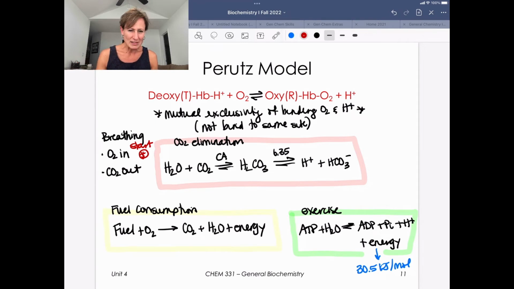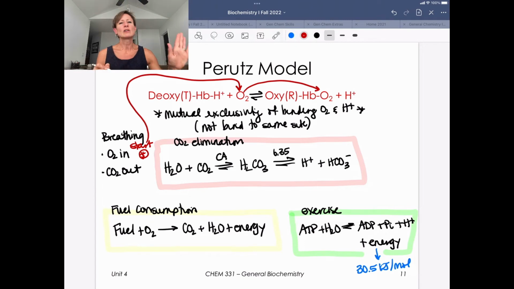So when we take a breath in, and again, you're going to have a Flipgrid assignment that's going to ask you to think about putting this all together in a video, when we take a breath in, we bring oxygen in. When we bring that oxygen in, that oxygen is going to bind to hemoglobin. Hemoglobin changes from deoxy T state to oxy R state. Okay, we'll release protons. We'll get to that in a minute.